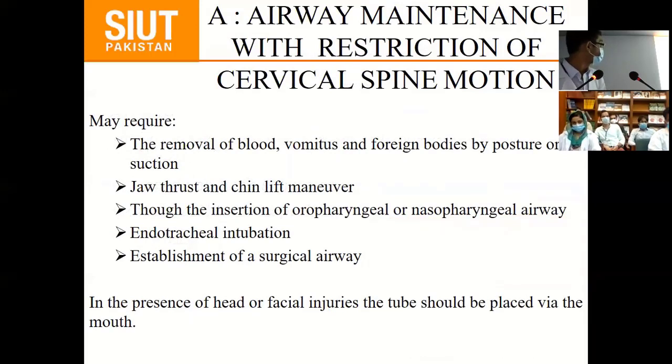For airway management, we may require removal of blood, vomitus, or foreign body by posture or suction. If decreased, we must first apply jaw thrust or chin lift maneuver, then insertion of an oropharyngeal or nasopharyngeal airway. If required, endotracheal intubation or establishment of a surgical airway. In the presence of head or facial injuries, the tube should be placed via the mouth.